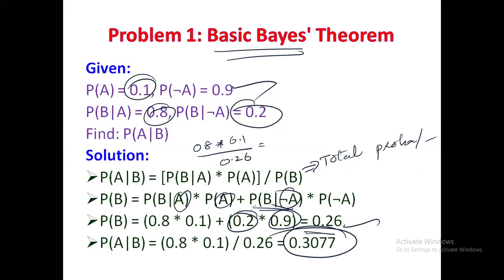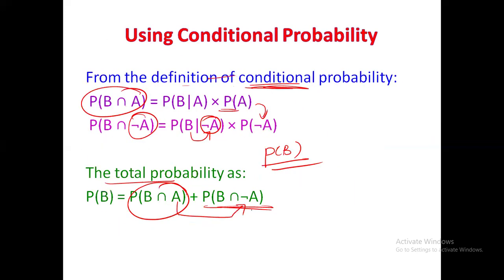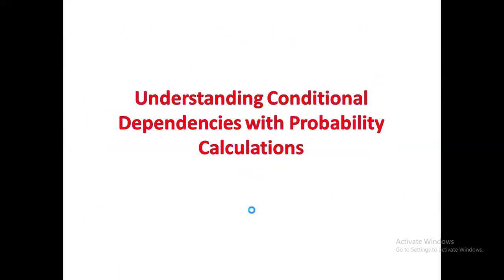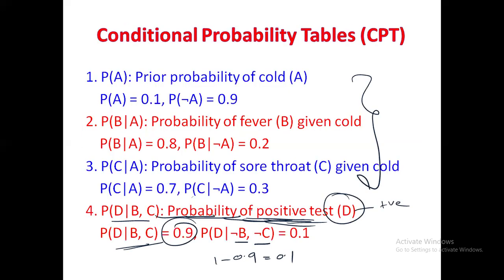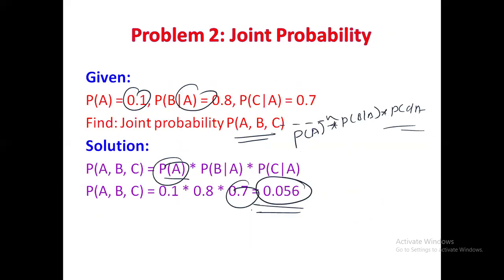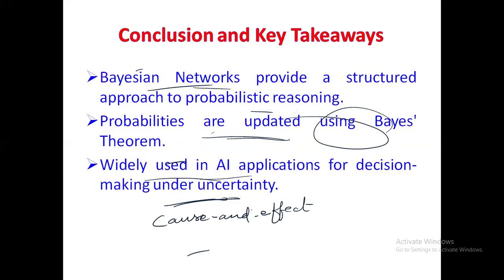So hope you understood the basic concepts of how to find out the total probability by using the events A, B, C we have considered. In this case study we have taken four examples: the probability of cold, probability of fever, probability of sore throat, and the probability of positive test. Based on the questions we have solved the problems and found the answers. Then we have seen the conclusion. Hope you understood the basic concepts of these probabilities and how to find out the total probability theorem. The remaining things we'll discuss in the next class.